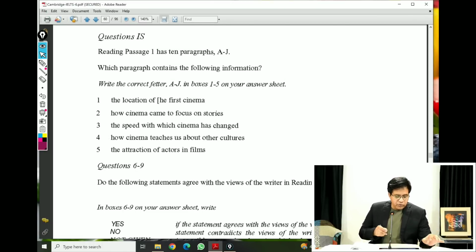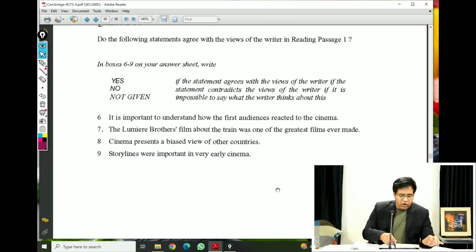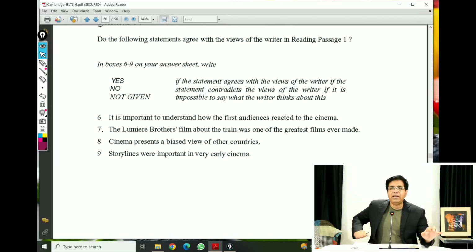Now, what we are going to do, we are going to start with yes, no, not given, questions 6 to 9. Now, you need to understand true, false, not given, yes, no, not given. These question types are called type A questions. Type A means questions and answers are in order. Once you find the answer to one question, read on. It can be the next sentence or next line or next paragraph, and you will find other answers as well.